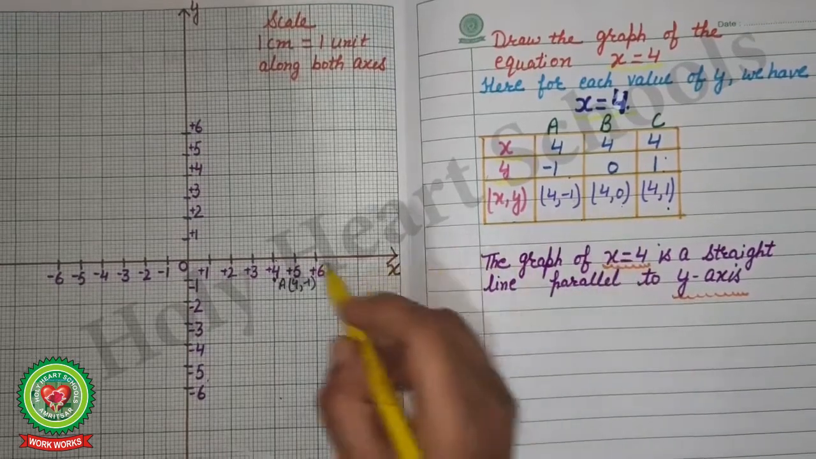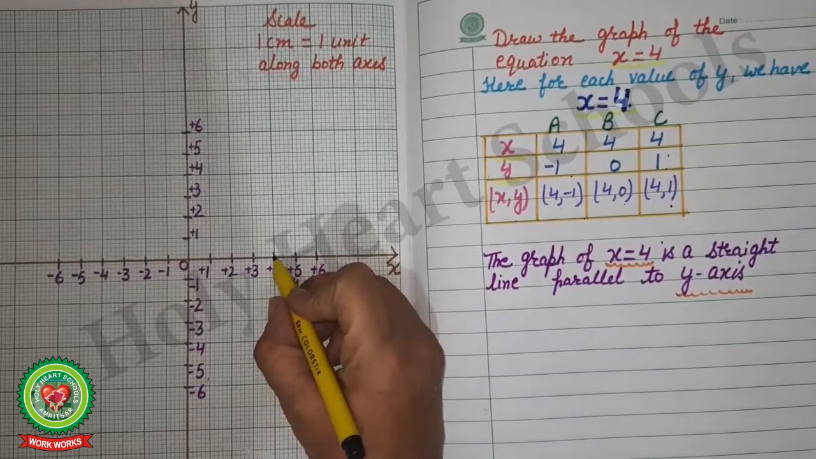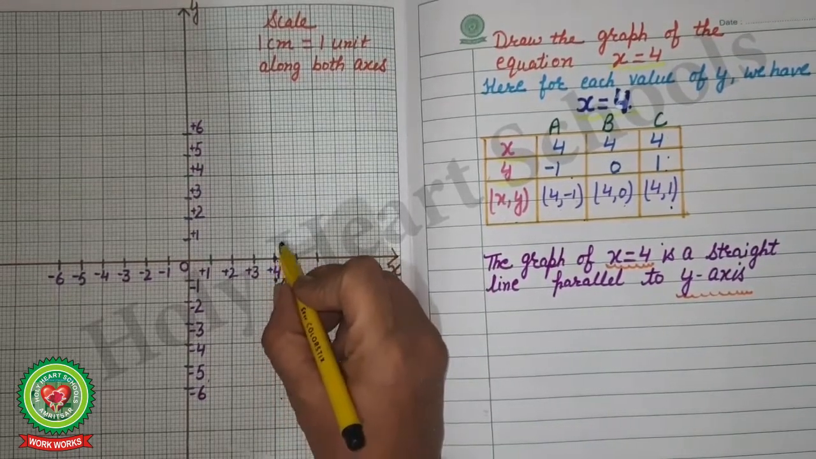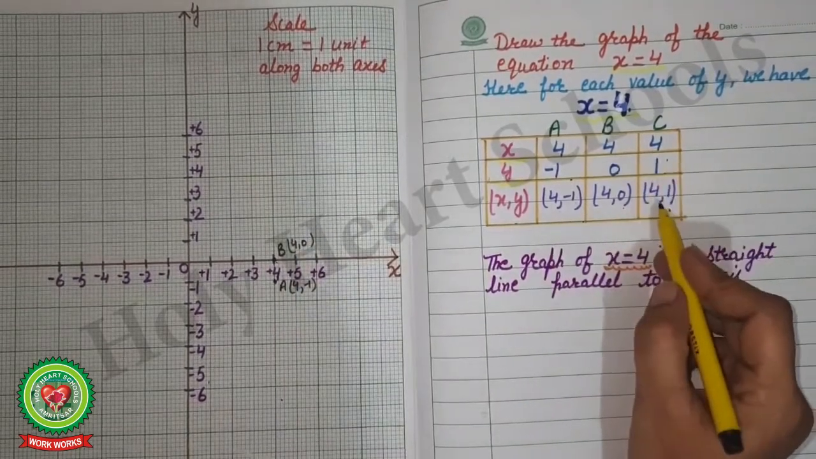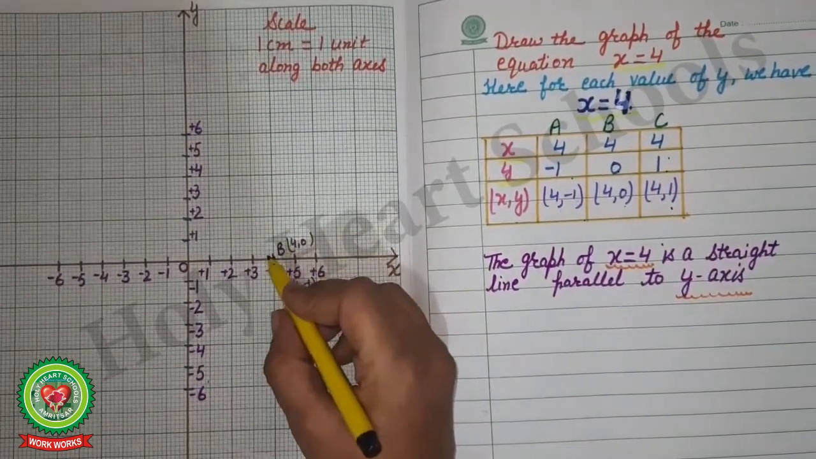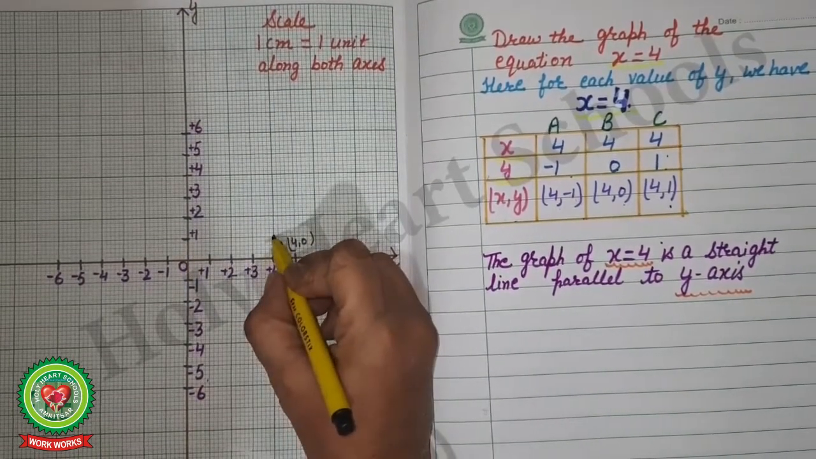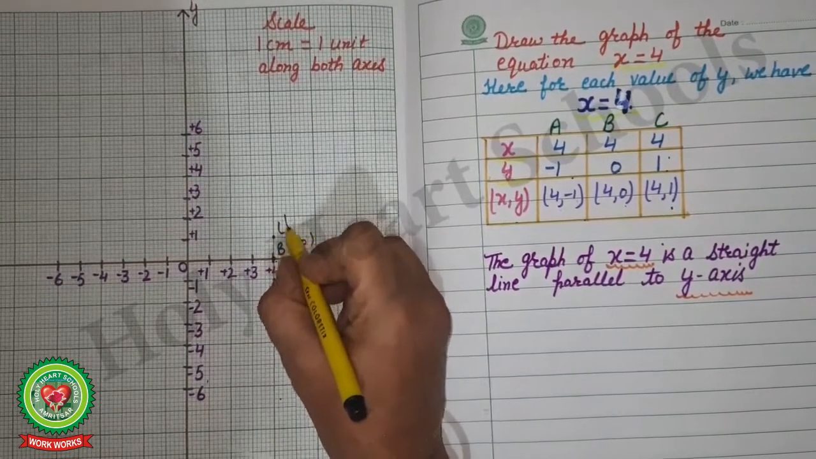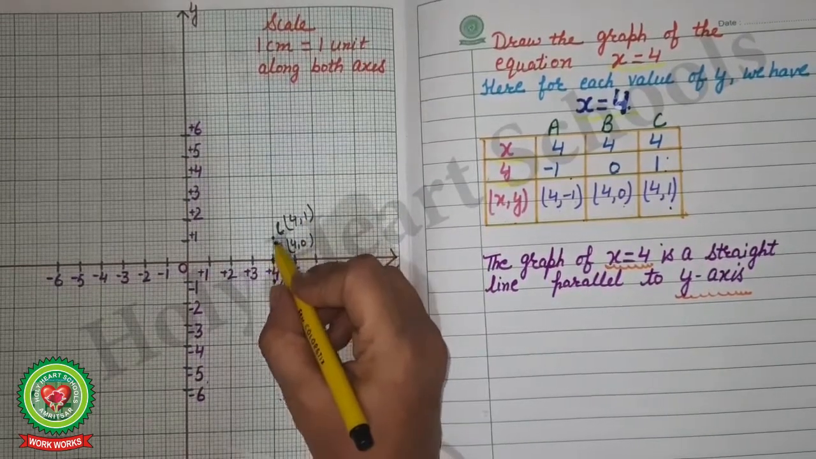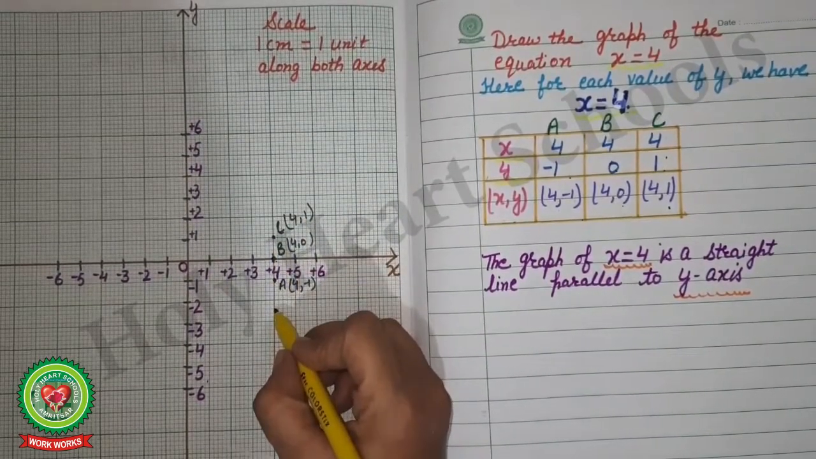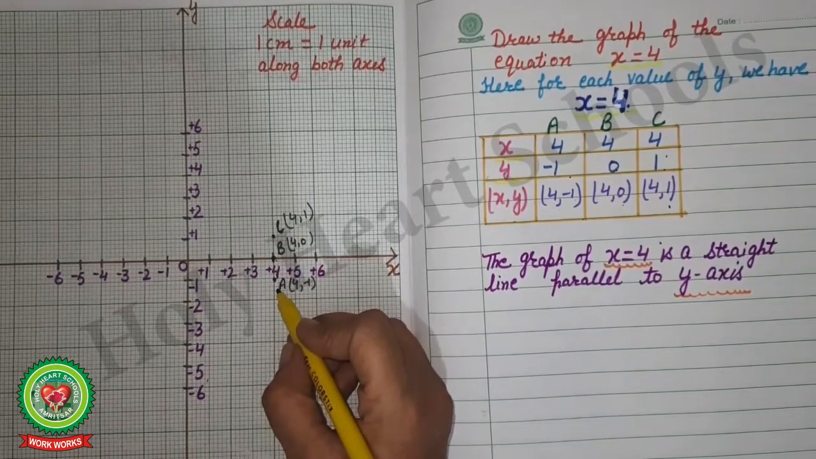Next is (4, 0). x is 4, y is 0, so it will lie on the x-axis. Name it B (4, 0). Now C (4, 1) lies in the first quadrant, 4 units of x and +1 unit of y. Name it C (4, 1). Now see students, we have plotted the three points of this graph and now we will join them with the help of a scale.